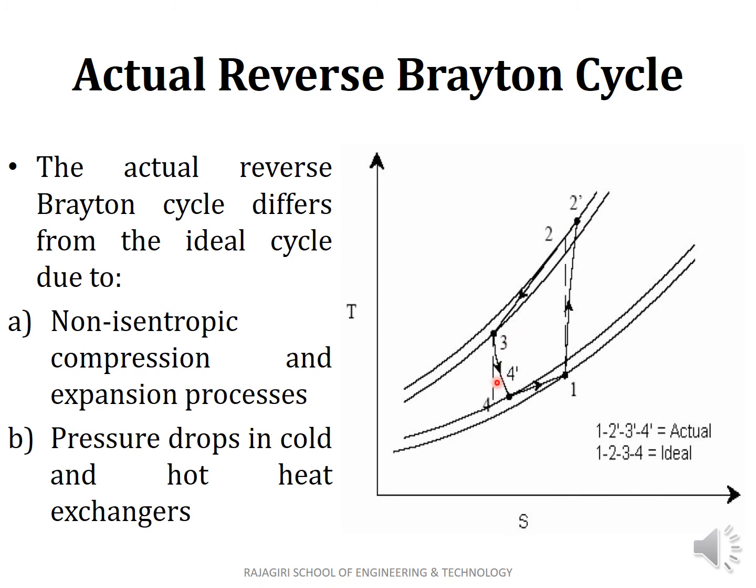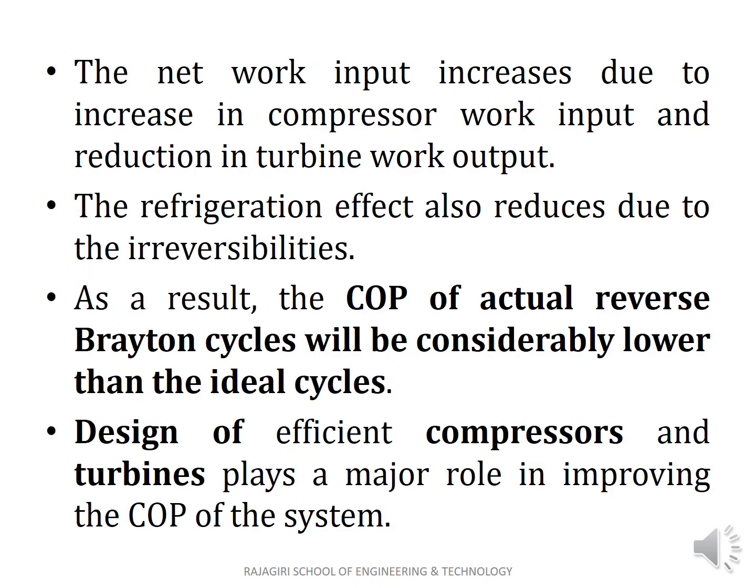See this figure: after expansion, the air state is this point 4 dash. Because of this non-isentropic expansion, the refrigeration effect also decreases. As a result, the COP of an actual reverse Brayton cycle will be considerably lower than the ideal cycle, because of the decrease in refrigeration effect and the increase in net work input. The design of efficient compressors and turbines plays a major role in improving the COP of the system.